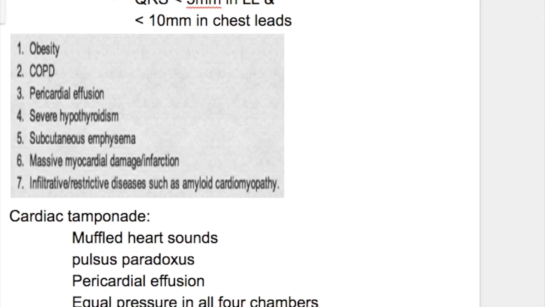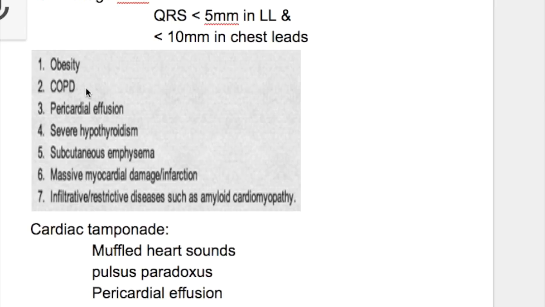A low voltage EKG is when a QRS complex is less than 5 millimeters in limb leads and less than 10 millimeters in chest leads. And what are the non-cardiac causes of low voltage EKG? Obesity, COPD, severe hypothyroidism, massive myocardial infarction or damage, and infiltrative disorders.